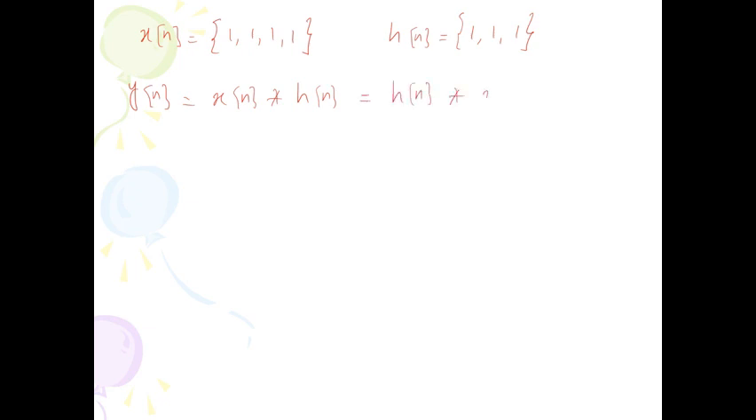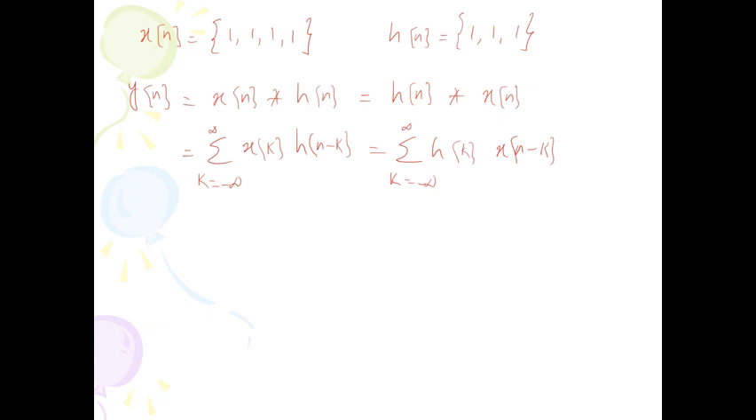In the previous session we solved one problem on convolution: a simple finite duration sequence x of n is 1, 1, 1, 1, and h of n is 1, 1, 1, and you have to calculate y of n. This is nothing but x of n convolution with h of n, and according to the commutative property, this equals h of n convolution with x of n, which is the summation of x of k h of n minus k.